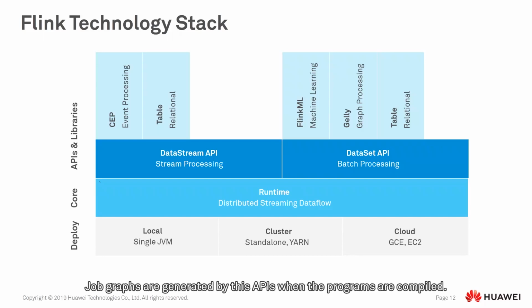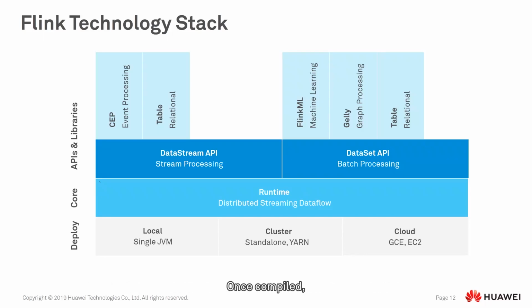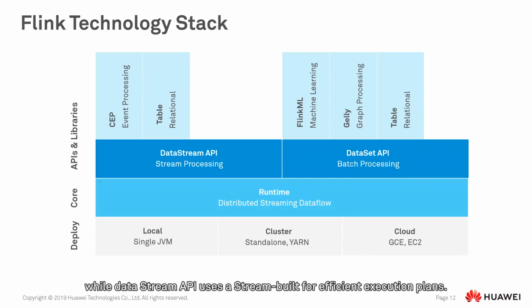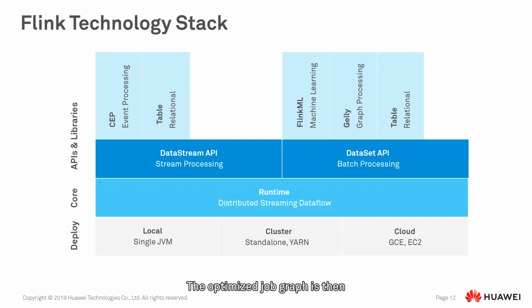Job graphs are generated by these APIs when the programs are compiled. Once compiled, the DataSet API allows the optimizer to generate the optimal execution plan, while the DataStream API uses a stream builder for efficient execution plans. The optimized job graph is then submitted to the executors according to the deployment mode. You can choose a local, remote, or YARN mode of deployment. If you have a Hadoop cluster already running, it's always better to use the YARN mode of deployment.